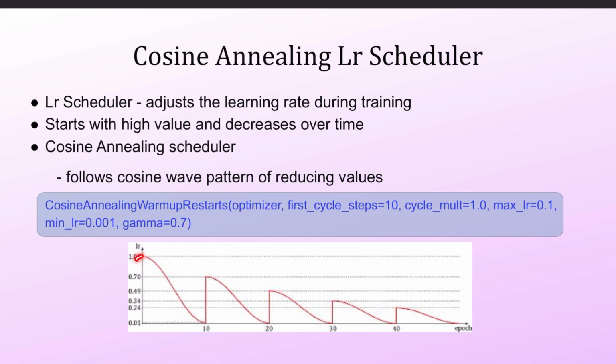Now it has started here. It has reached the minimum value within 10 steps. Then after the 10th step, it reset the value. How did it finalize this value as 0.7? That is based on this gamma. So gamma is equal to 0.7. The gamma value decides what should be the new maximum value after every cycle.